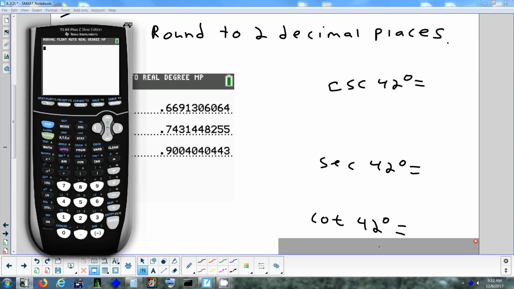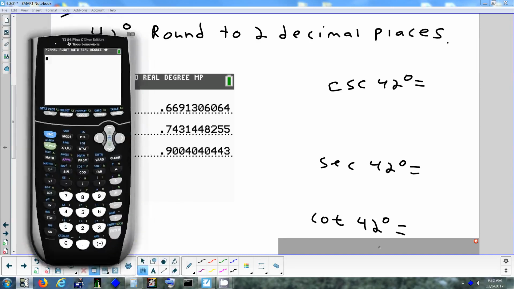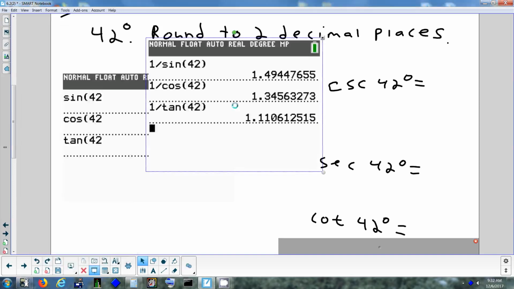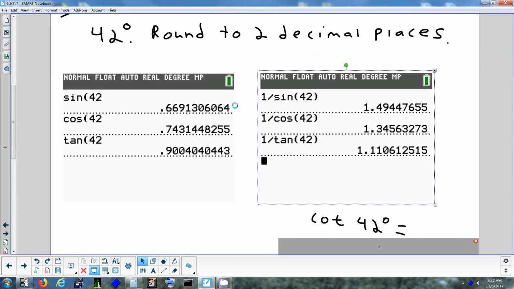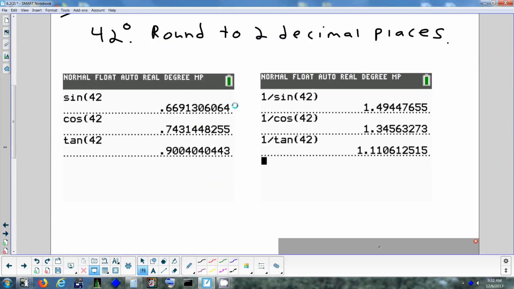Yeah, you flip them. So instead of typing in sine of 42, I'm going to type 1 over the sine of 42. That's my cosecant. 1 divided by cosine 42. That's my secant. 1 divided by tangent 42. That's my cotangent. Okay, so that's the only way to type in the other three on the calculator. You have to do one, you have to flip it, 1 over.